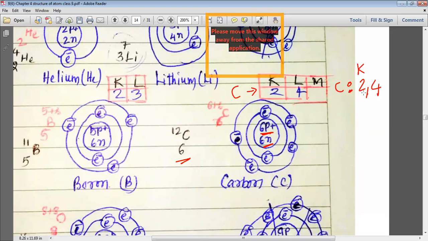The meaning is that there are 2 electrons in the K shell, you can see here 1 and 2, and there are 4 electrons in the L shell. You can see that 1, 2, 3 and 4 electrons are present in the L shell. So this is how we understand the electronic configuration of carbon.